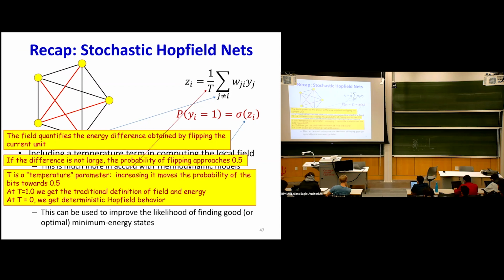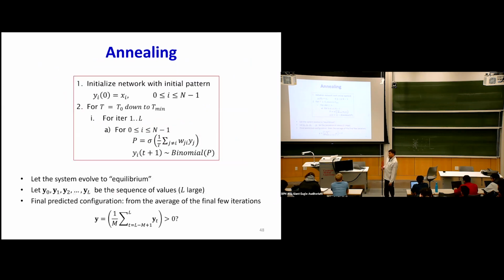And T is a temperature parameter. Increasing it moves the probability of the bits towards 0.5. So if T is infinity, then the field becomes 0, which means that the probability for any bit being either 0 or 1 is 0.5. If T is 1, you get the traditional definition of field and energy. If T is 0, you get deterministic Hopfield behavior. And so if you're trying to do something like recalling these noisy patterns, and you want to escape these local minima, it makes sense to anneal.